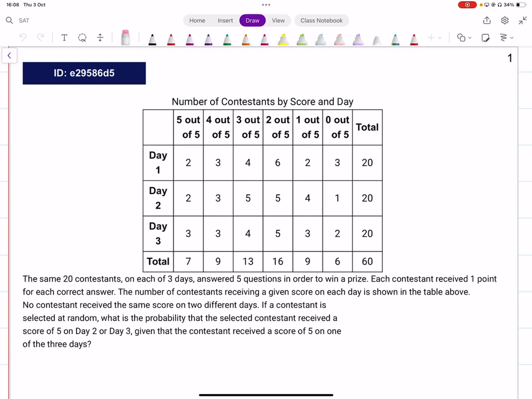Done? Okay. So it says the same 20 contestants on each of 3 days answered 5 questions in order to win a prize. So we have 3 days here, and the same 20 contestants are answering 5 questions. Each contestant received 1 point for each correct answer. The number of contestants receiving a given score in each day is shown in the table above. No contestant received the same score on 2 different days.